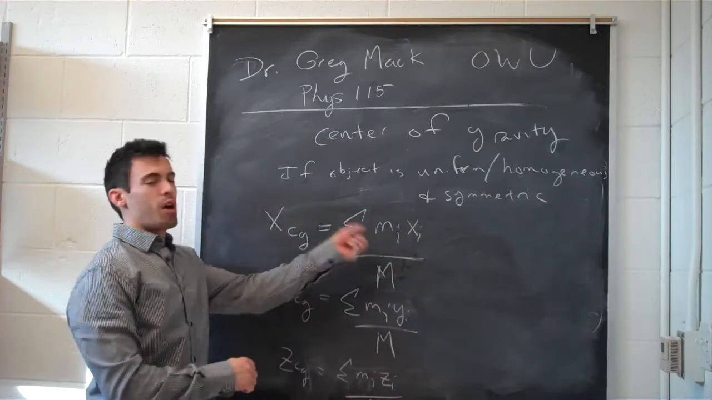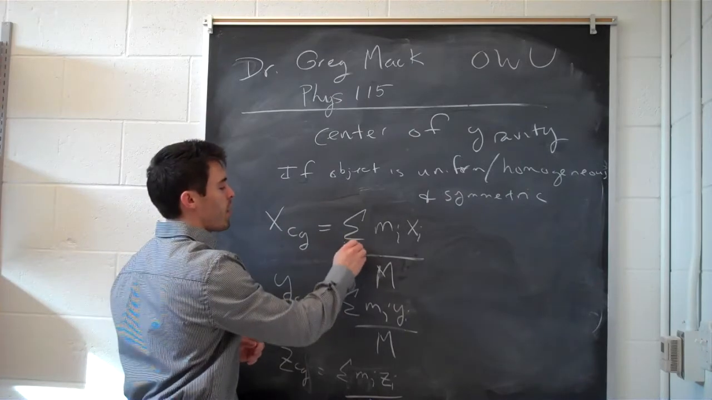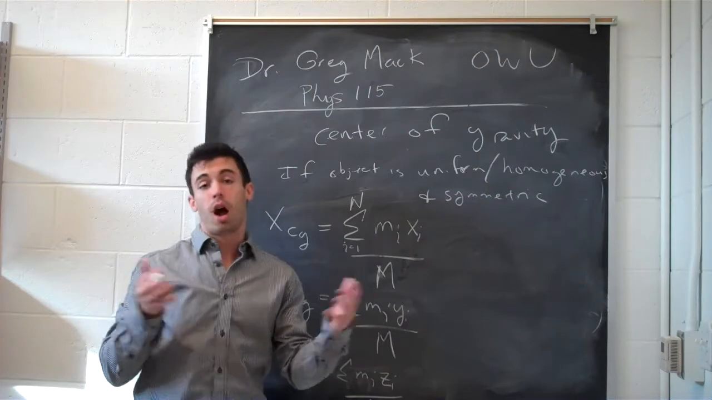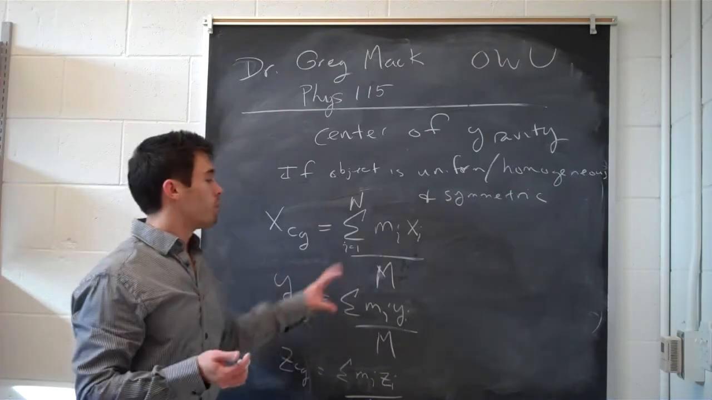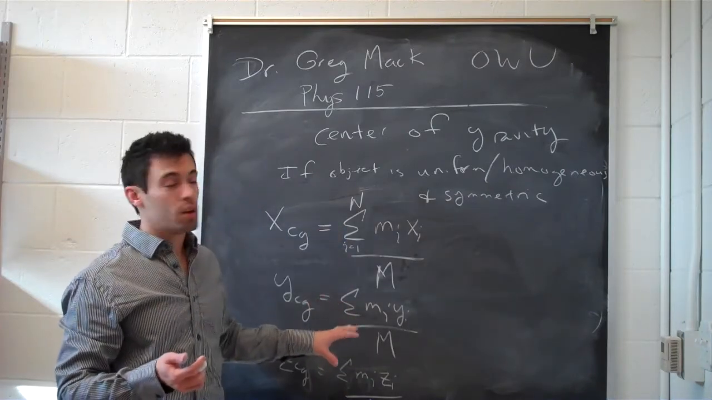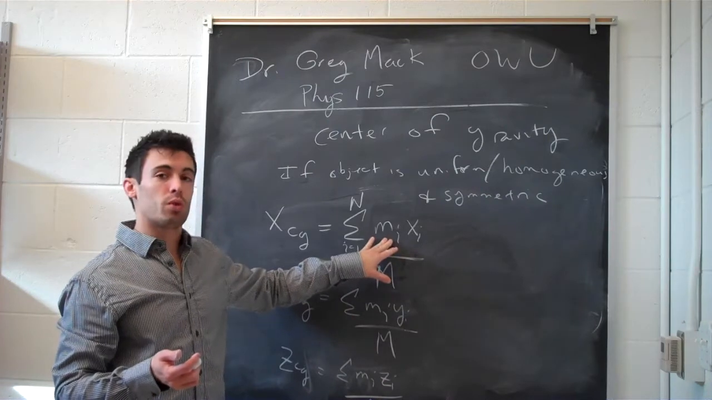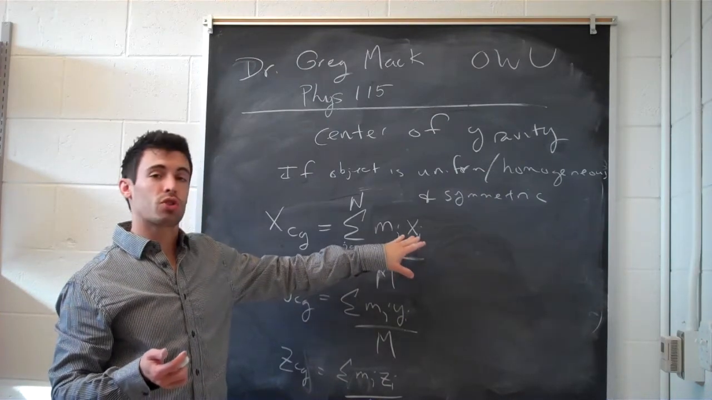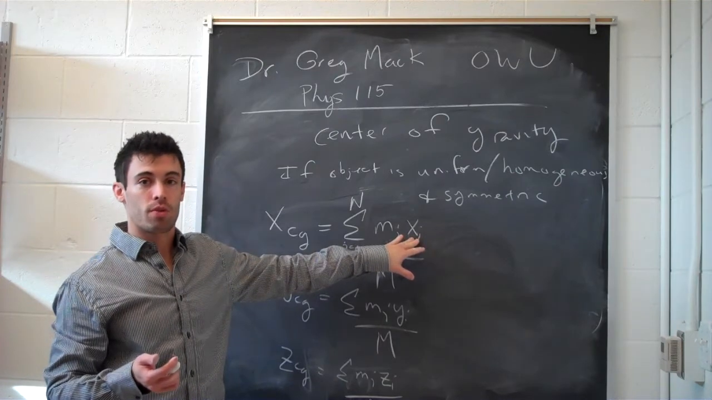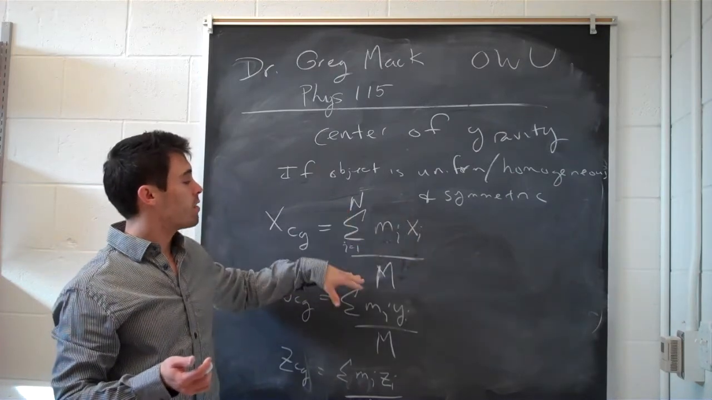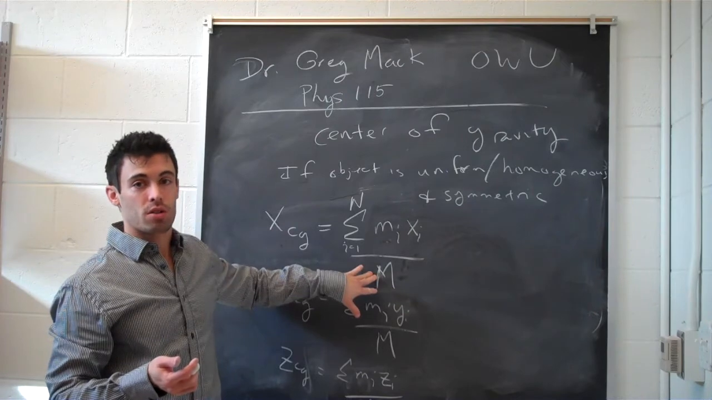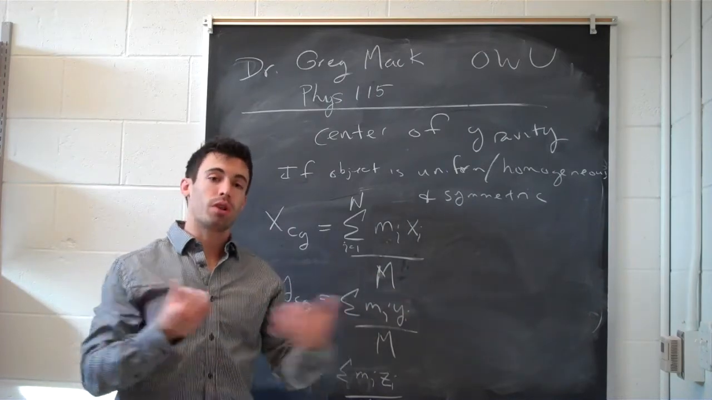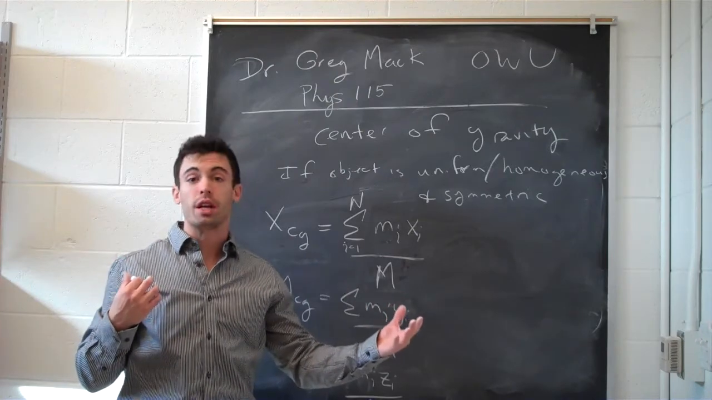Again, what this sum means is that if you have some number of particles that make up the system or object that you're trying to find the center of mass for, you look at each individual particle, multiply its mass by its coordinate position, and then take that and divide it by the total mass. This is a weighted average, basically, taking into account all the different mass along each dimension.